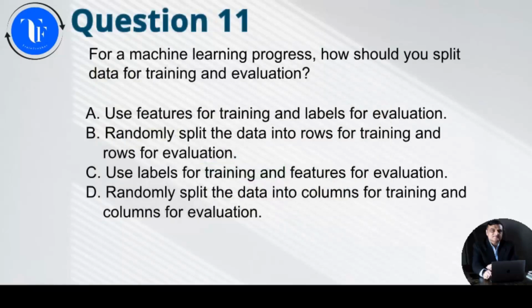Question 11. For a machine learning process, how should you split data for training and evaluation? Use features for training and labels for evaluation. Randomly split the data into rows for training and rows for evaluation. Use labels for training and features for evaluation.